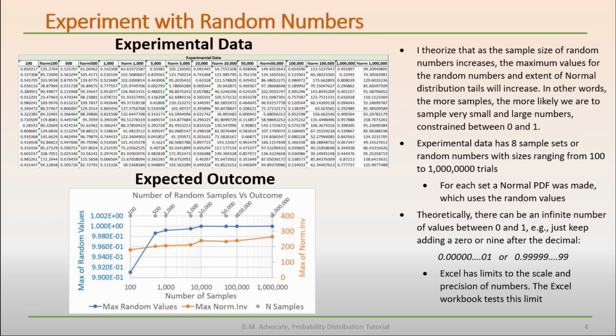Theoretically, there can be an infinite number of values between 0 and 1, but just keep in mind that you can always add a 0 or a 9 after the decimal, and the numbers will continue infinitely. But Excel has limits to the scale and precision of numbers. The Excel workbook tests this limit. We'll now switch over to the Excel workbook and take a look at these expected outcomes.